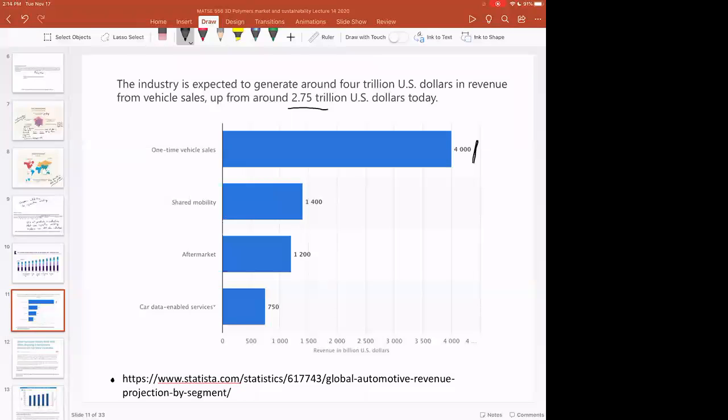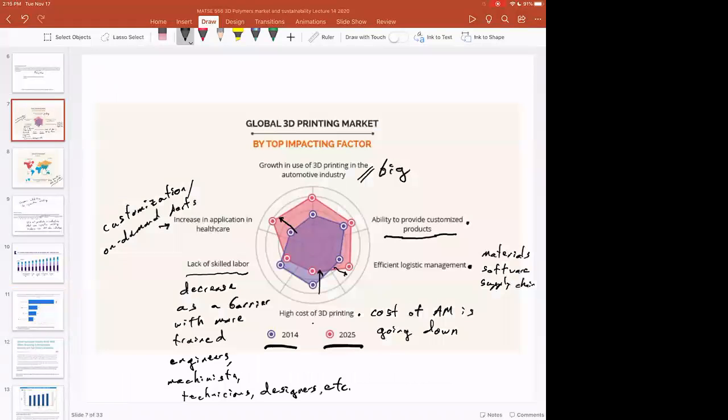But you notice these really interesting categories of shared mobility. And so that's alternative public transportation. You see data-enabled services in cars. That's very interesting as well. That's a smaller segment that we probably don't care too much about for additive. And then also aftermarket, which means car repair and car customization. And so these are humongous markets. And so that's why automotive here is defined as a big driver for additive headed into 2025.